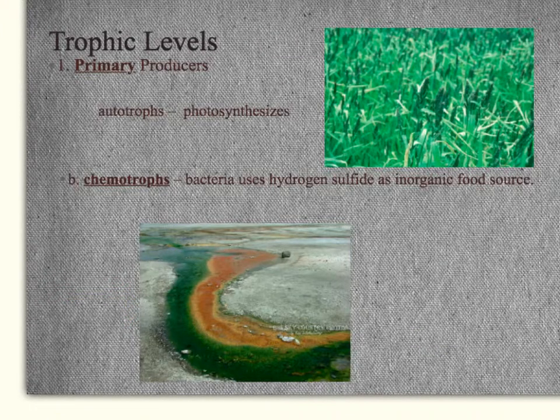So like I had already mentioned, we have our primary producers, which are our autotrophs, which are photosynthesizers. And then I already discussed a little bit about chemotrophs, which are generally bacteria, and what they do is they use hydrogen sulfide as an inorganic, remember inorganic meaning it doesn't have carbon and hydrogen, as a food source. And we can see those wonderful colors in the lake here. It's probably at Yosemite where the bacteria are growing and converting sulfur into energy.